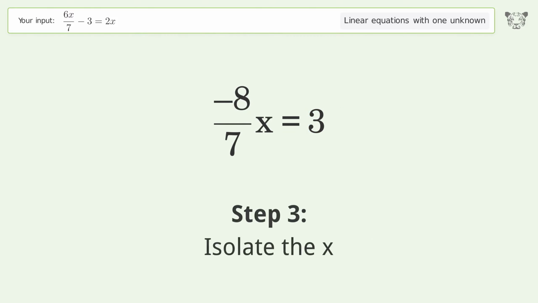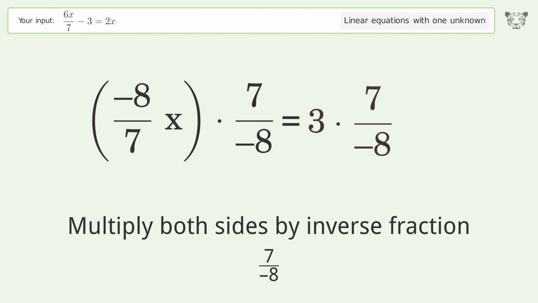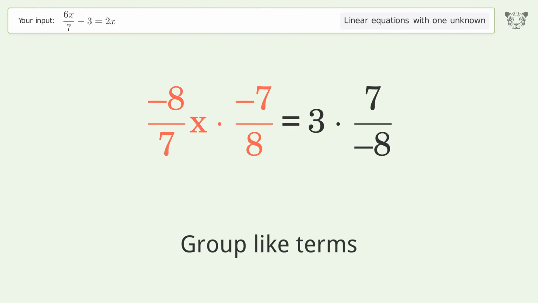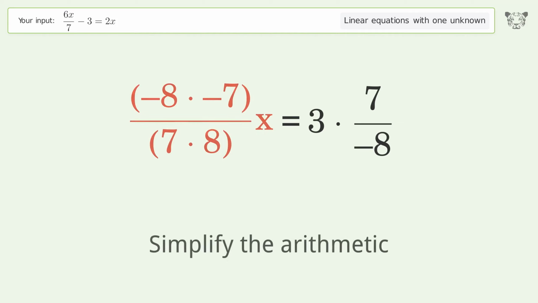Isolate the x. Multiply both sides by inverse fraction 7/8. Move the negative sign from the denominator to the numerator. Group like terms. Multiply the coefficients. Simplify the arithmetic.